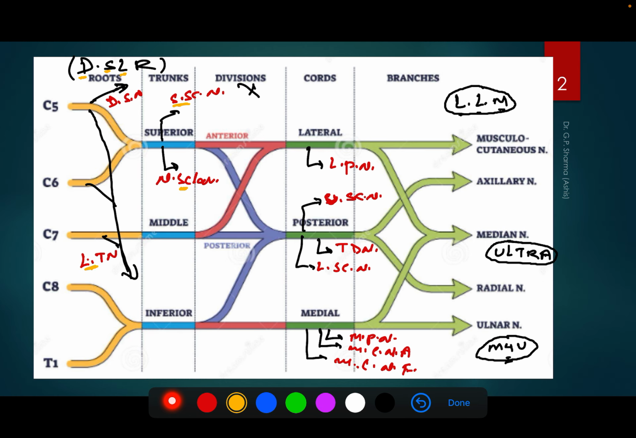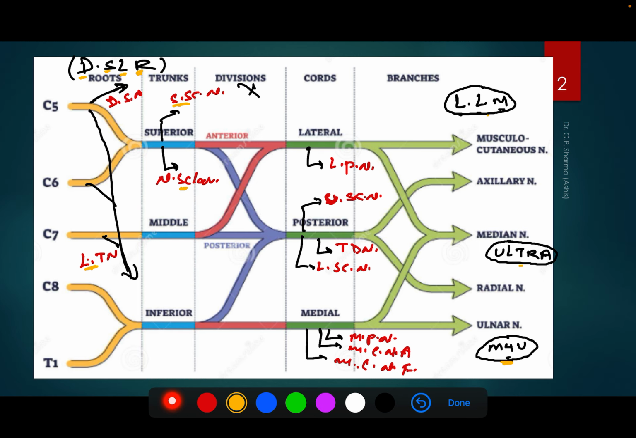And then R means the branches from the root, but here we made two exceptions, that is, S was the exception here. So as DSLR you can remember these branches from the root and the trunks, and then from Lucy loves me, ULTRA, and M for U, you can remember the branches from the cords, right? Now let's remember their root values. To remember the root values, we have an easy trick here. We can easily memorize the root values, with some exceptions. These exceptions also we will memorize with a trick.